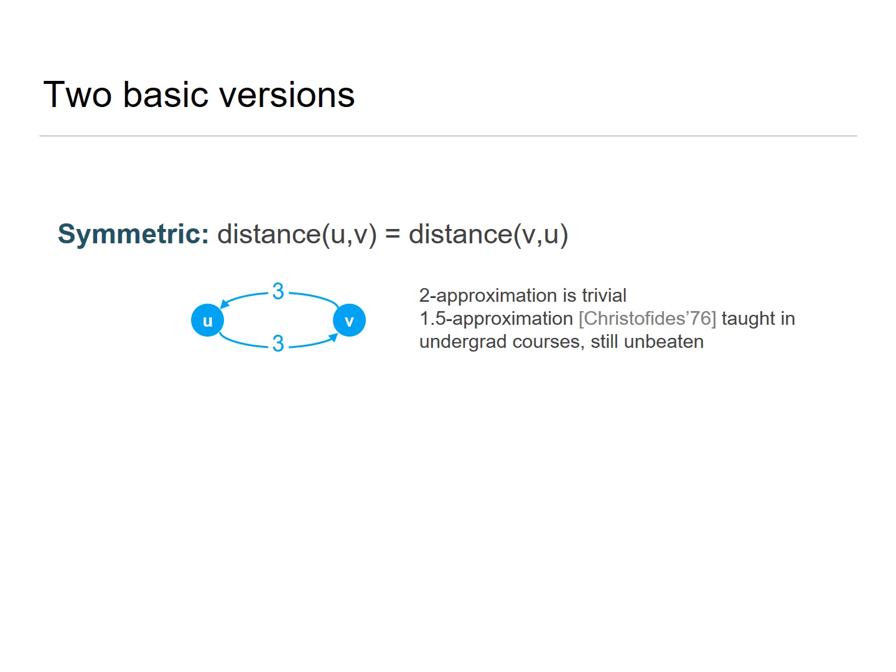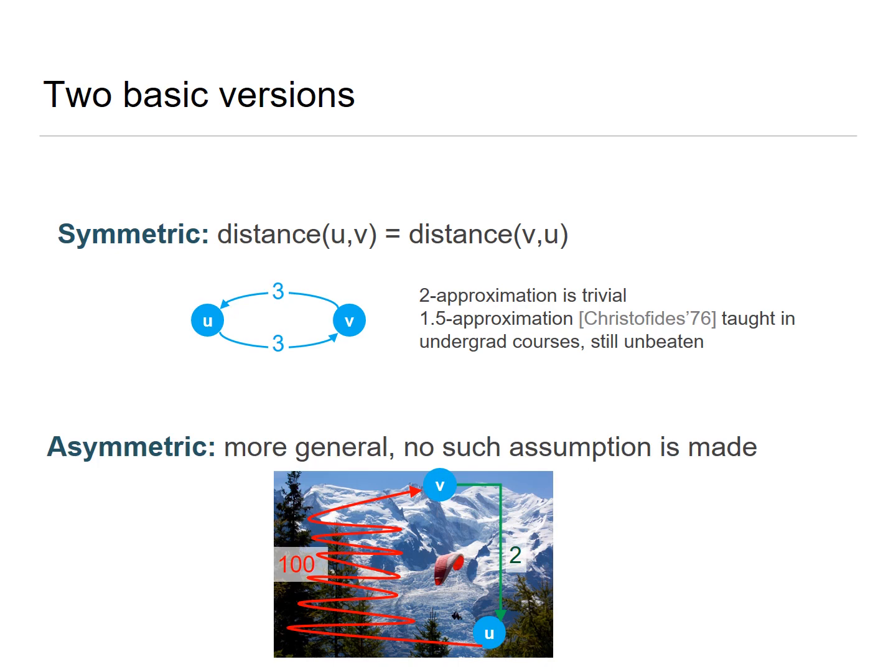So we're interested in the asymmetric version, where we do not have this symmetry assumption. So for example, this is Mont Blanc, and maybe it's really expensive to get on top, but if you believe this picture, then you can fly right off of it. Really cheap.